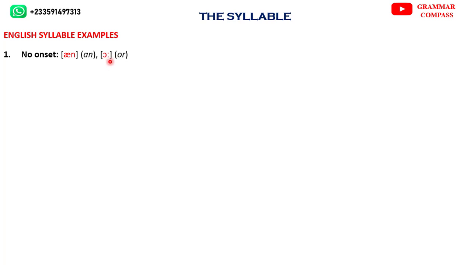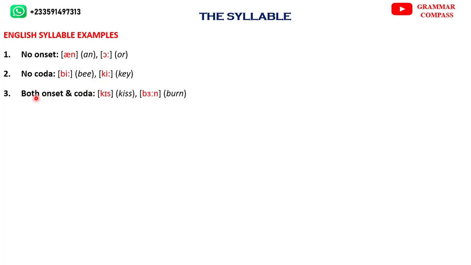There is no onset. Another example, a syllable with no coda, which means there is no consonant sound at the end of the nucleus or after the nucleus. For example, bee. It contains an onset and the nucleus, but no coda. Key also contains the onset and the nucleus, but no coda.